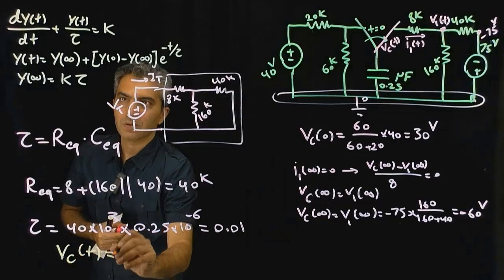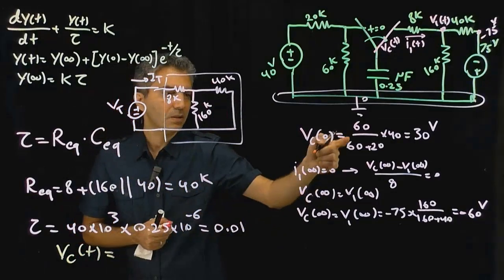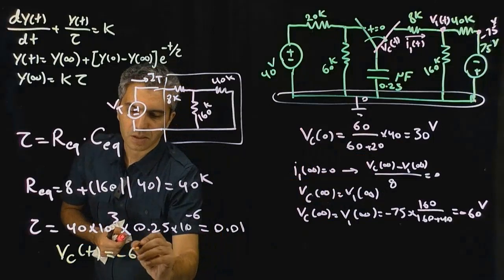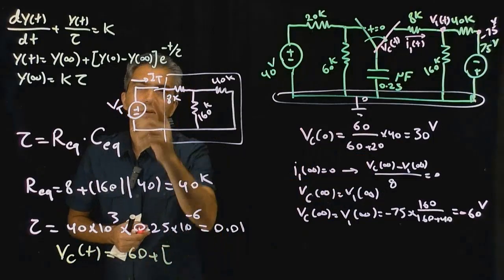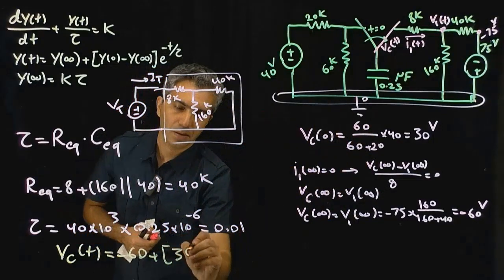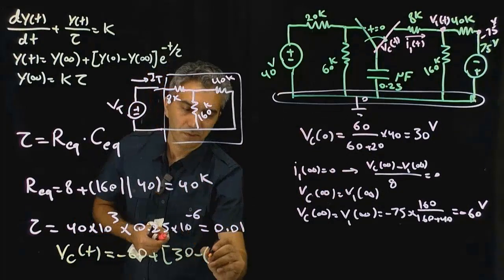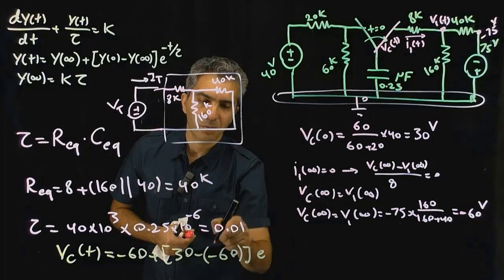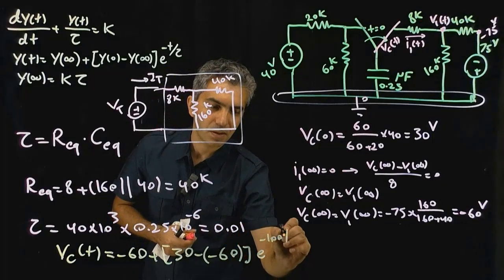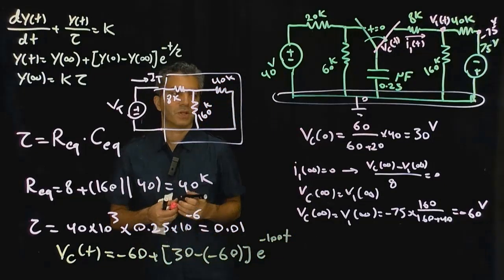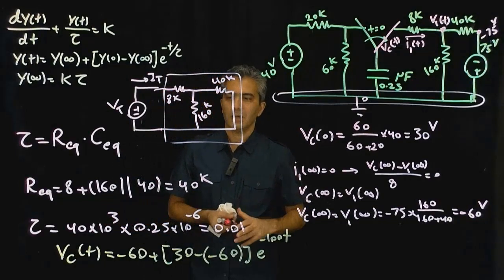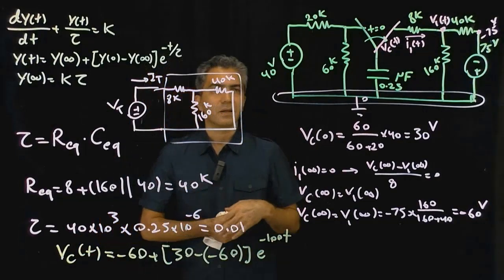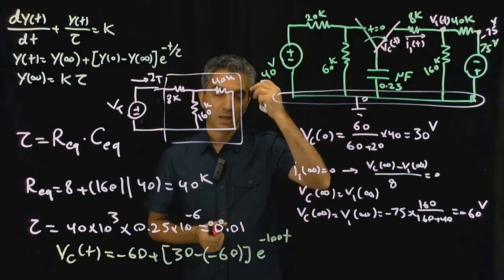VC(t) is equal to VC infinity, which I calculated to be minus 60, plus VC(0), 30, minus VC infinity, minus 60, times e to the minus t over 0.01, which is e to the minus 100t, and done. So I skipped a lot of math and could quickly calculate the voltage across that capacitor.